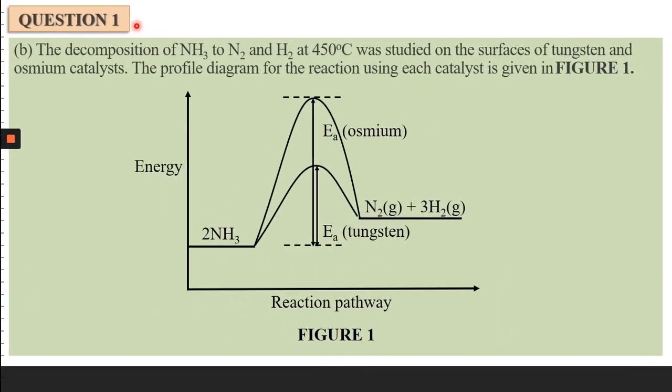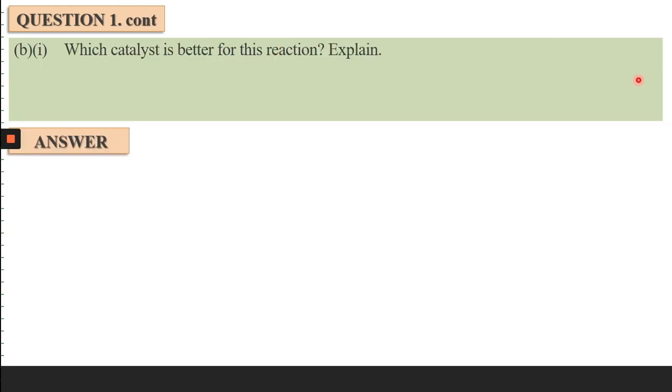Moving on to question number 1b, the decomposition of ammonia to nitrogen and hydrogen at 450 degrees Celsius was studied on the surfaces of tungsten and osmium catalysts. The profile diagram for the reaction using each catalyst is given in figure 1. Question B1. Which catalyst is better for this reaction?